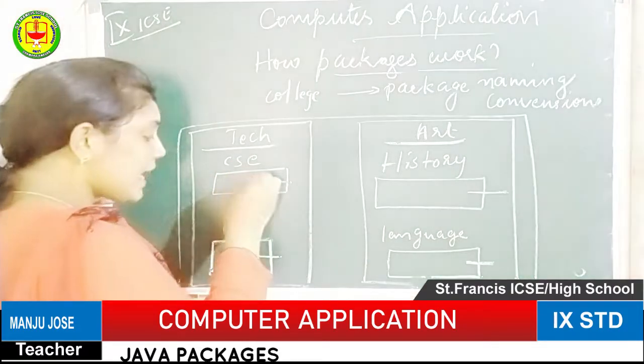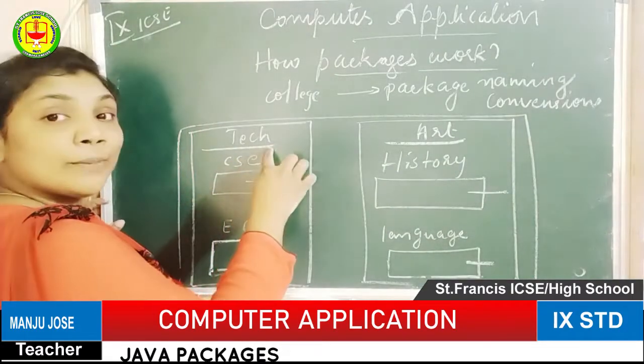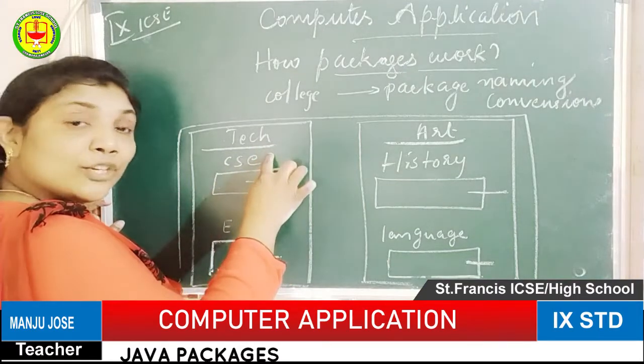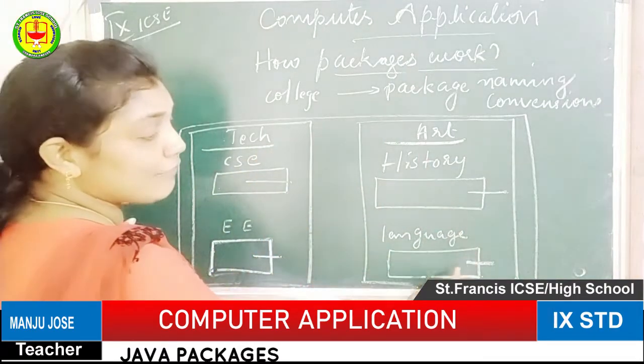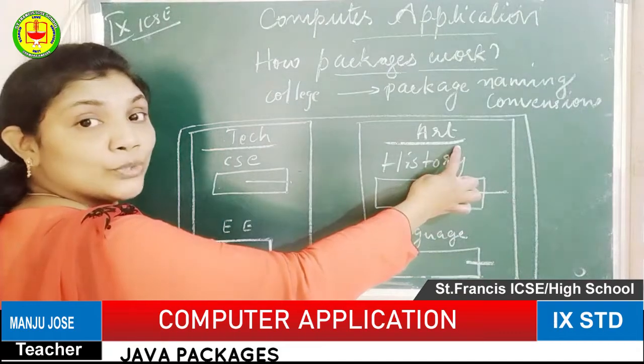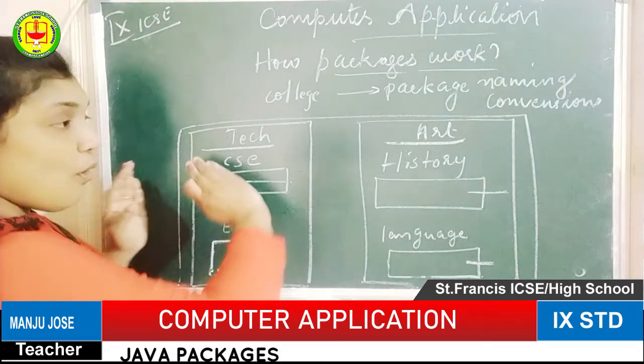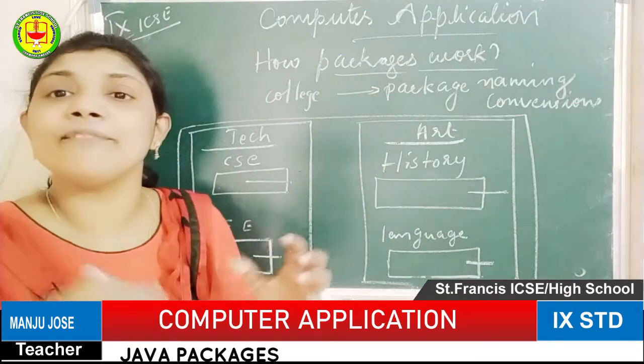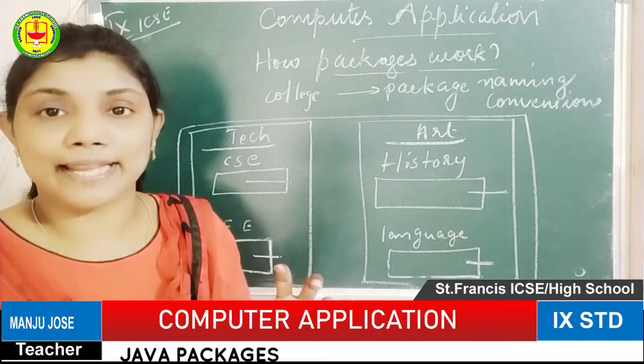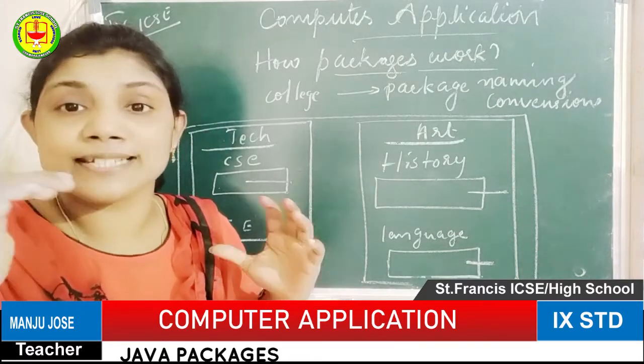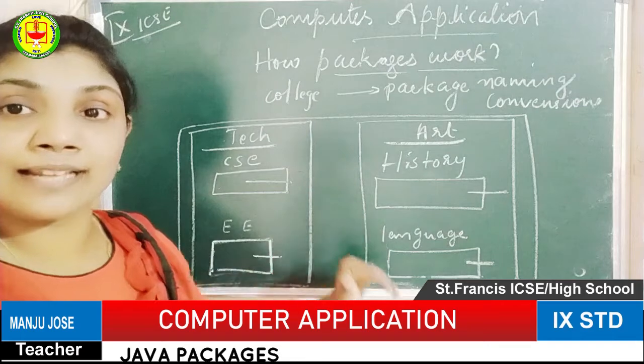So computer science and electronics will be a part of the technical group, and history and language will be a part of the arts group. Okay, so this whole thing combined is called a package. So the innermost structure of the package will be exactly like this.